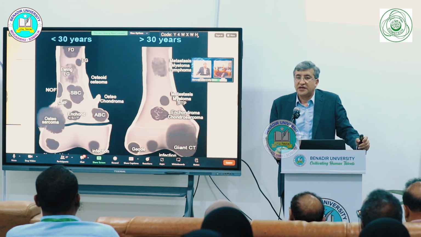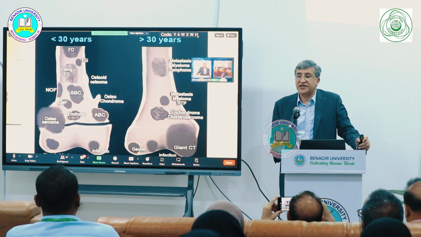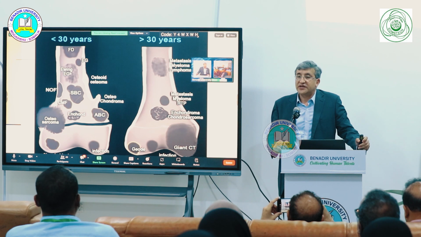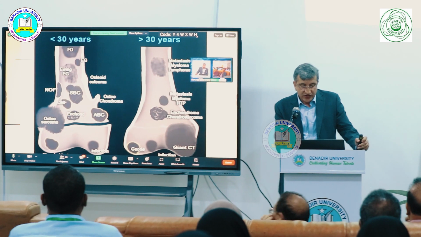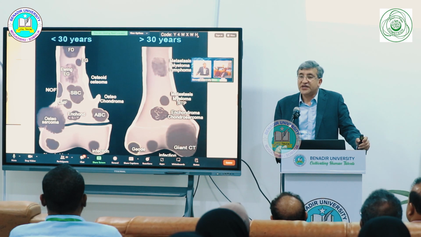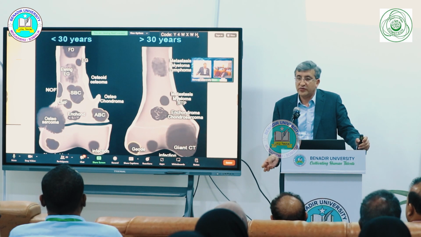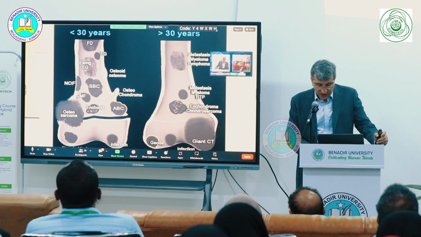Age of the patient. There are many tumors which occur in patients less than 30 years of age. If you see here, two are malignant, osteosarcoma and Ewing sarcoma, but vast majority are benign, like fibrous dysplasia, non-ossifying fibroma, simple bone cyst, aneurysmal bone cyst, osteochondroma, and chondroma. But after 30 years, there are few lesions, but most are malignant, like myeloma, lymphoma, metastasis, chondrosarcoma, and very few are benign, like enchondroma.